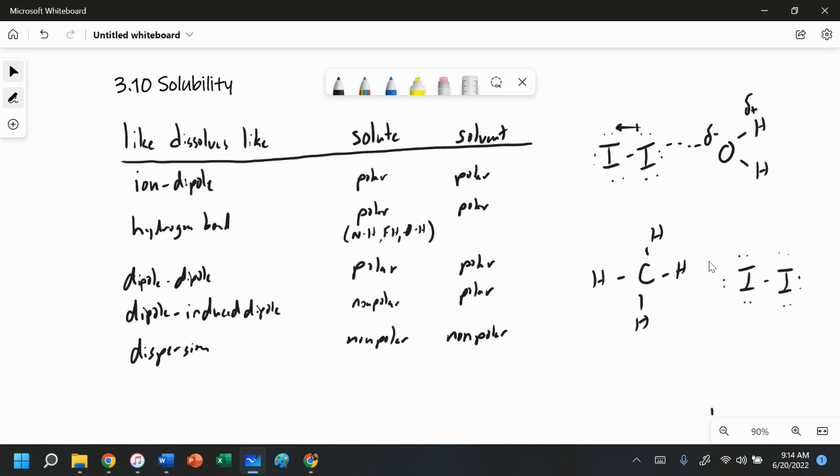So solubility depends on whether you have positives and negatives in the two substances, and those can attract each other. You need to look at each substance and decide how positive and how negative it is, and that's going to affect how well they'll dissolve in one another. That's just a brief rundown on solubility.